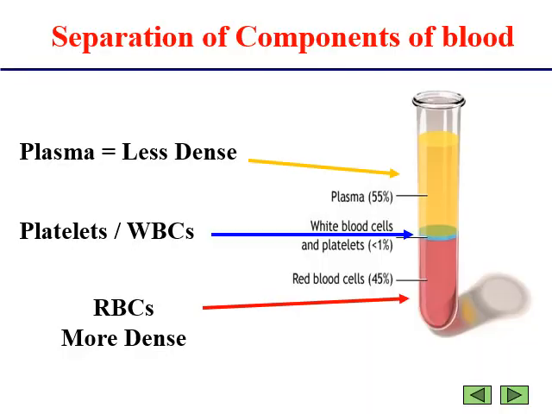So here is a clearer picture. You can see the denser RBCs have settled, which is about 45%. The buffy coat is formed by the white blood cells and platelets, which is less than 1%, and plasma is 55%. So this is how you can clearly see the separated portions of the blood.